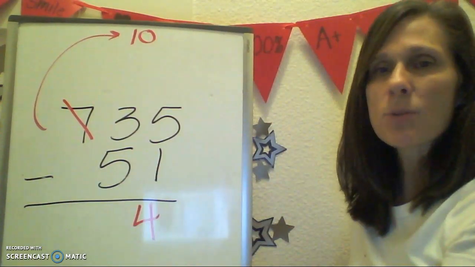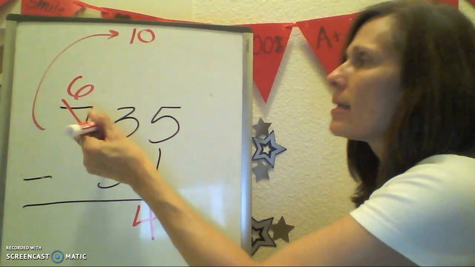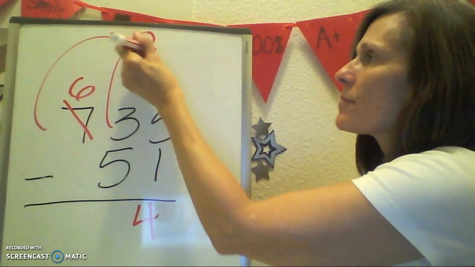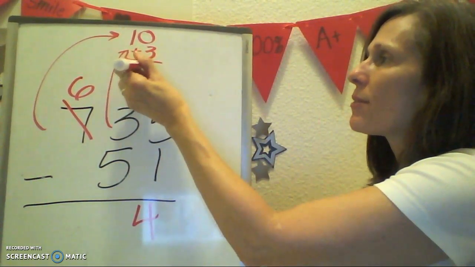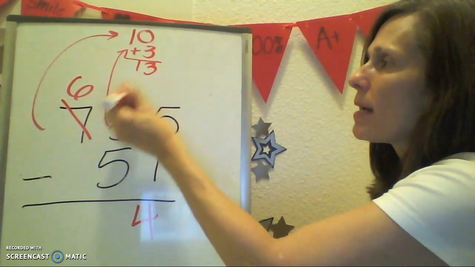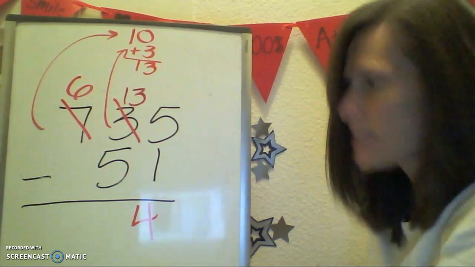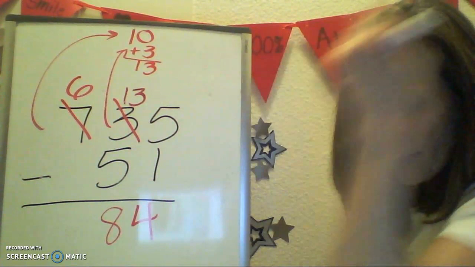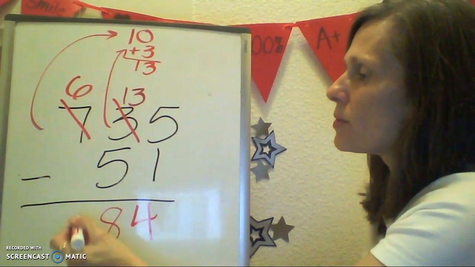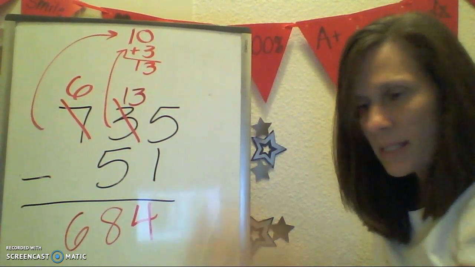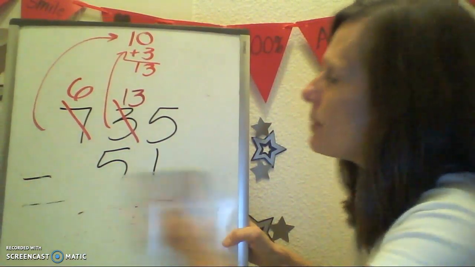The 7 becomes 1 less because it just gave up a set of 10. So the 7 is now a 6. The 3 is the one that asks for the set of 10. So the 3 gets together with the 10 and makes it 13. Now the 3 becomes a 13. 13 take away 5 equals 8. Right? Okay, and then I move to my hundreds place. 6 take away nothing equals 6. Final answer, 684.